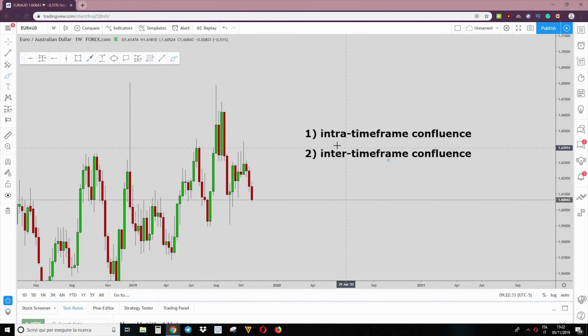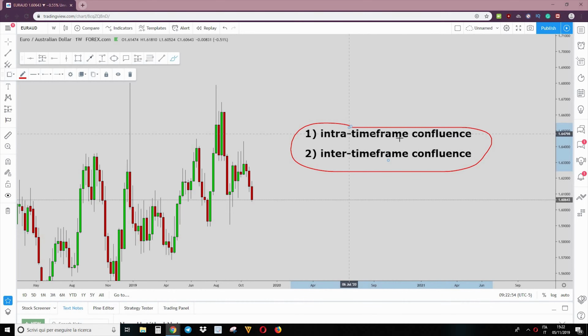On the other side, in the inter time frame confluence, basically different time frames are showing the same view on the pair. Now, what is the best option that you will have in the market? The best situation is when you have both. So you have strong confluences both on the same time frame and between different time frames.